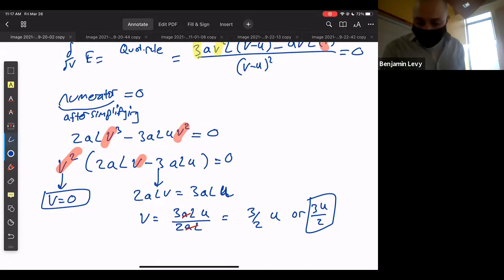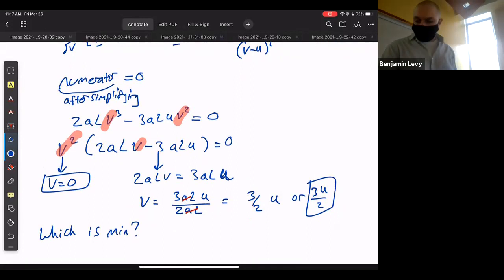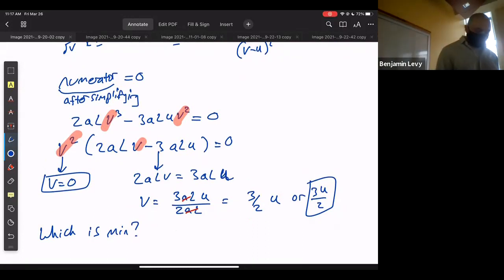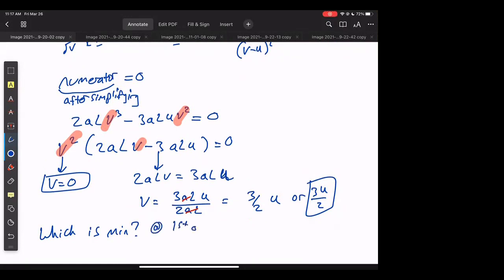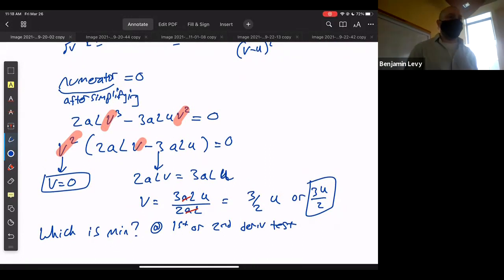So what's the answer? The question was, what value of V minimizes energy? And so the question is, which is the min? How do we figure that out? A test. Yeah, so we could use either the first or second derivative test. Although to be perfectly honest, that's going to be a little tricky because we don't have a lot of numbers in here. And so maybe we could plug numbers into the derivative and get some values. But I think we can probably just reason which one of those makes the most sense.